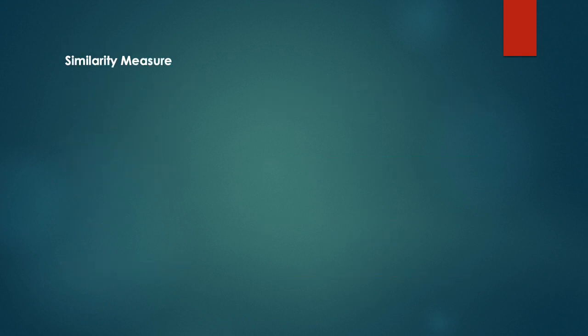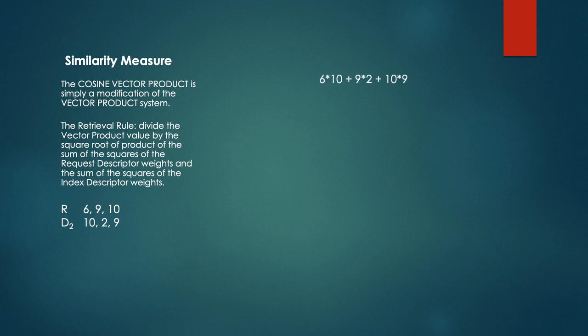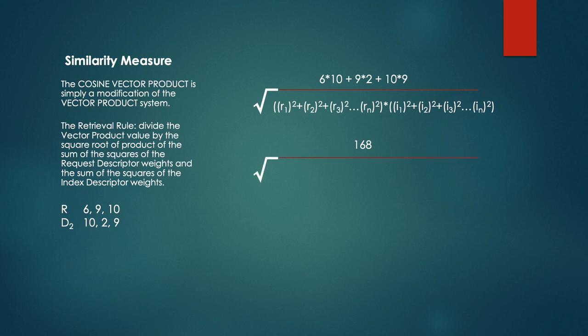Now if we do this again for document 2, we'll go through the same process of 6 times 10, 9 times 2, 10 times 9, and square 6, add to that the square of 9, add to that the square of 10. Hold on for a minute. Square 10, add to that the square of 2, add to that the square of 9, and then multiply those two sums. The top value, 6 times 10 plus 9 times 2 plus 9 times 10 is 168. Then we have the square root of 6 squared plus 9 squared plus 10 squared times 10 squared plus 2 squared plus 9 squared.